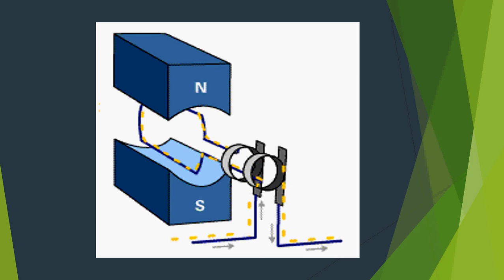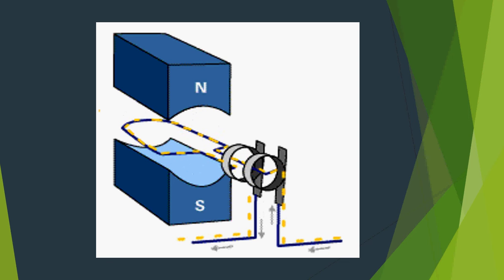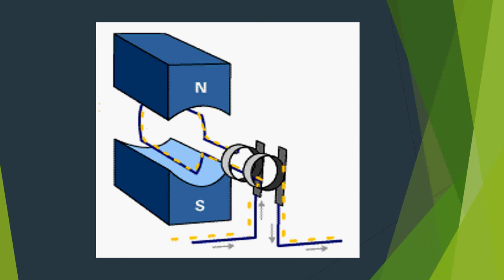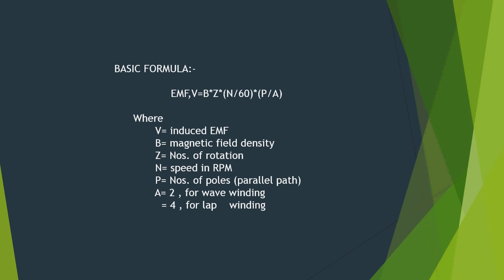Now that is the animation you may see here. Power generation in an AC generator. Here the power generated is AC. It is generating in both positive and negative directions. Now what is the basic formula for EMF?